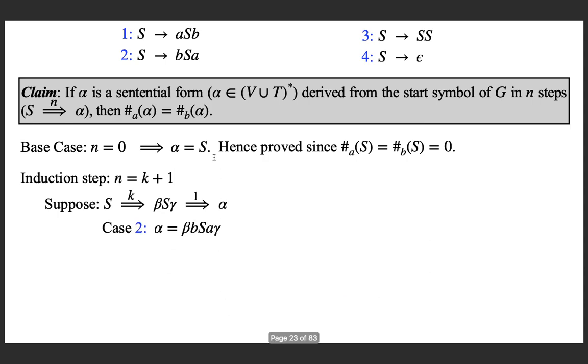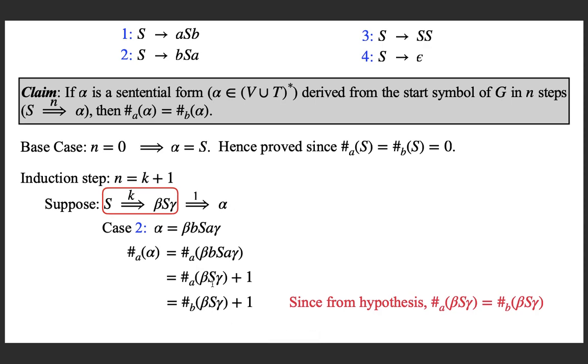Now, go for the second case. Suppose you apply the second production. This is the string that you are getting. You can verify it easily. Now, what is the number of a's in alpha? You substitute alpha here, and you can easily observe that it is the number of a's in this string plus 1, because here you are introducing only one a. And from the induction hypothesis, you can say that the number of a's in this string and the number of b's in this string are the same. These two are the same numbers.